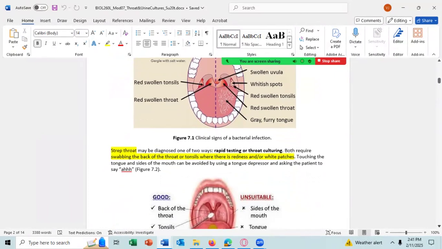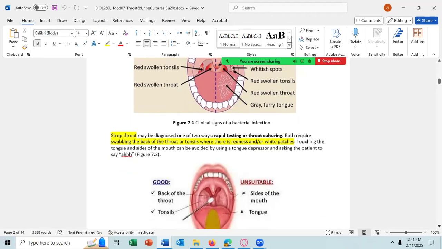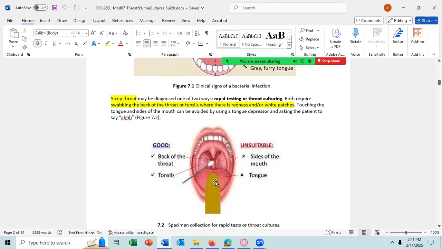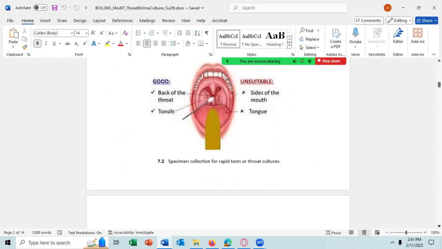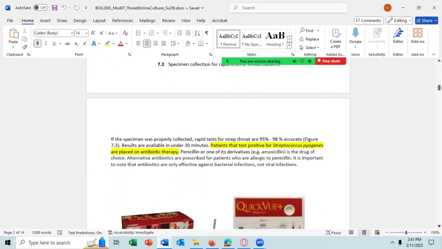Strep throat is caused by Streptococcus pyogenes. What you do is you simply swab the back of the throat or the tonsils where there's redness or white patches. You avoid touching the tongue, the sides of the mouth, and the roof. And then you swab that on blood agar.